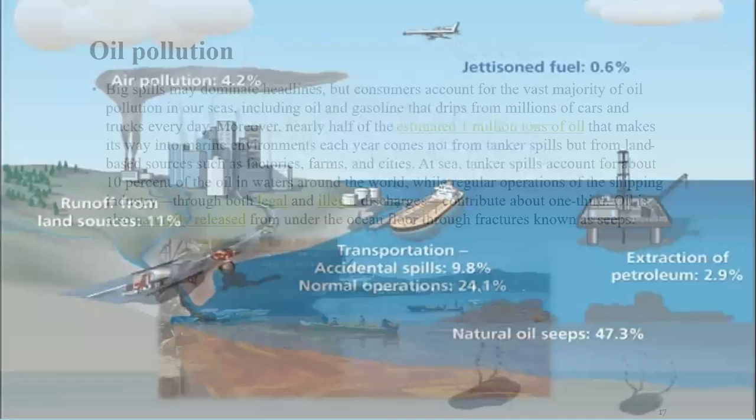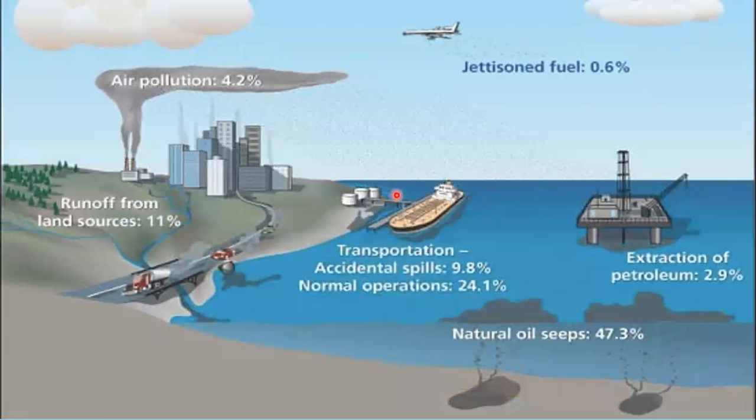It can be harmful for aquatic life as well as human life. So here is a picture of different kinds of pollution. You can see that there is natural oil seep, which is 47.3% in the ocean. Under the ground, the oil discharges out and mixes in the water surface, and transportation accidents or the extraction of petroleum industries also cause oil pollution.